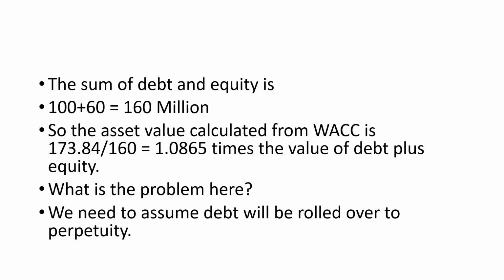The sum of debt and equity is 100 plus 60, equal to $160 million. So the asset value calculated from WACC is 173.84. This is bigger than 160, the value of debt plus equity. What is the problem here? We need to assume debt will be rolled over to perpetuity. Now let's redo the calculation.